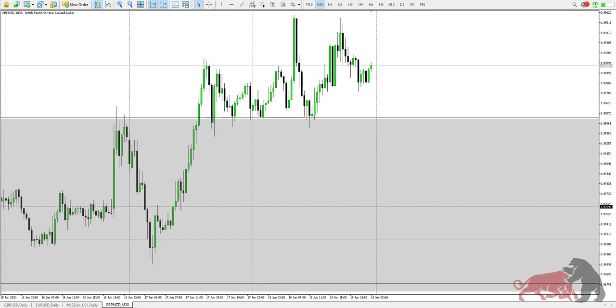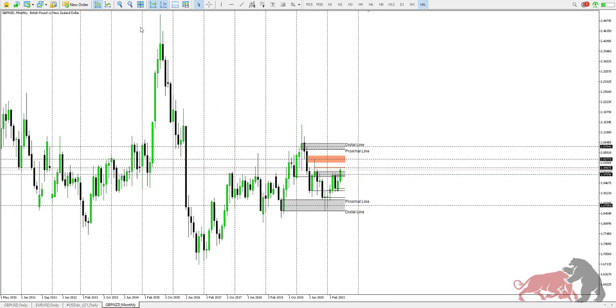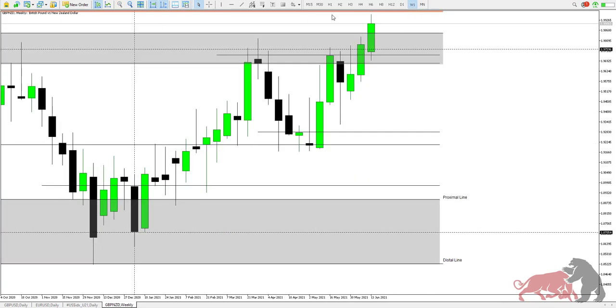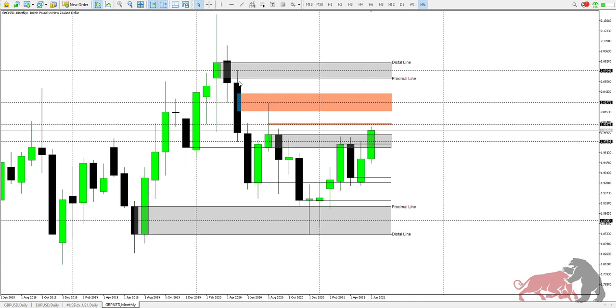Now I've noticed your drawings, right? You started from daily, which was not ideal. You start from the monthly chart to highlight your zones, right? So this is my monthly chart. This is where I started.